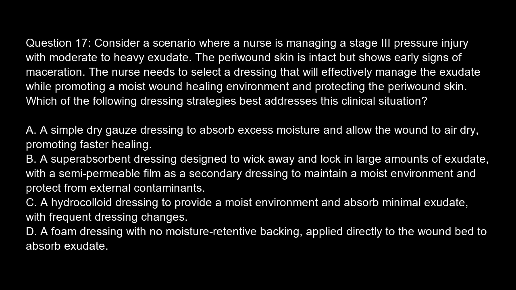Option A. Simple dry gauze dressing to absorb excess moisture and allow the wound to air dry, promoting faster healing. Option B. A superabsorbent dressing designed to wick away and lock in large amounts of exudate, with a semi-permeable film as a secondary dressing to maintain a moist environment and protect from external contaminants. Option C. A hydrocolloid dressing to provide a moist environment and absorb minimal exudate with frequent dressing changes. Option D. A foam dressing with no moisture-retentive backing, applied directly to the wound bed to absorb exudate.